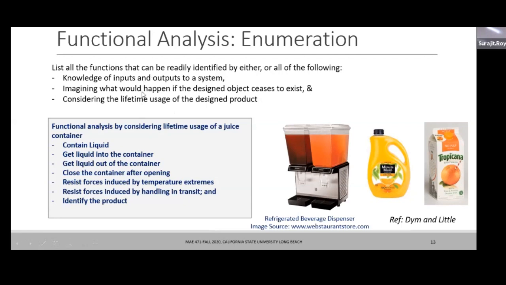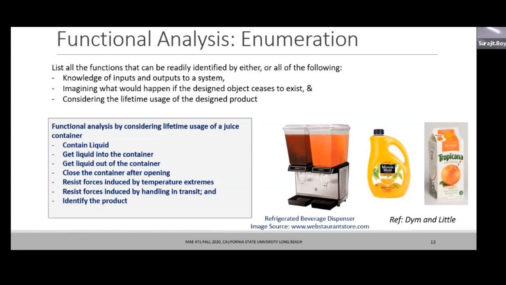And then imagine that if the designed object ceases to exist, or a specific component in that design is not there at all, then what is going to happen? That way it will give you an idea about the specific sub-functions of a design. So here you list down all the activities that a specific container is supposed to do. It has to contain the liquid, the liquid has to be put inside the container somehow, and somehow it has to come outside of the container. Then there has to be some mechanism for closing, to resist the forces because of temperature extremes or during handling. There has to be some means to label or identify the product.